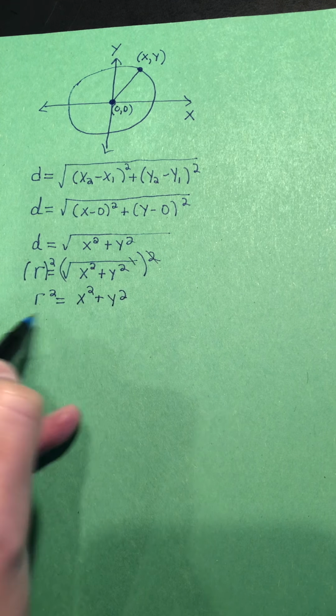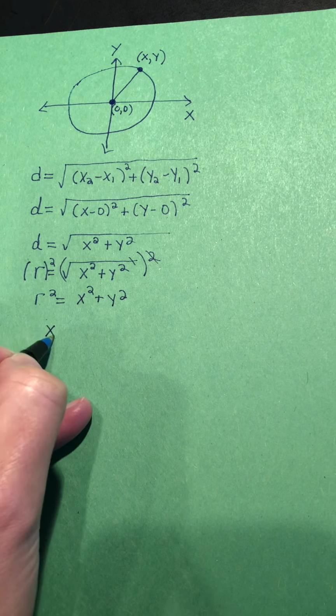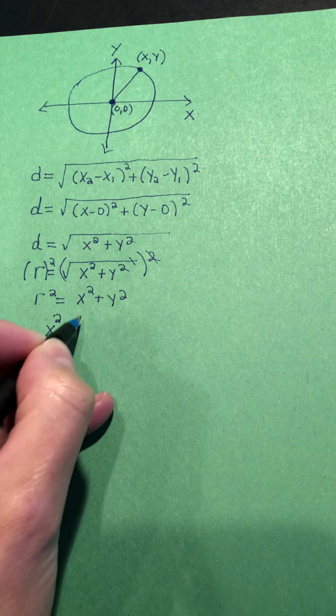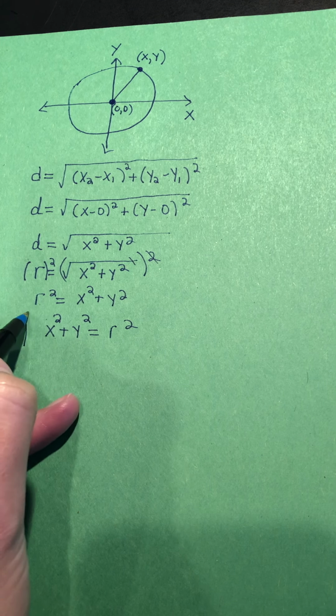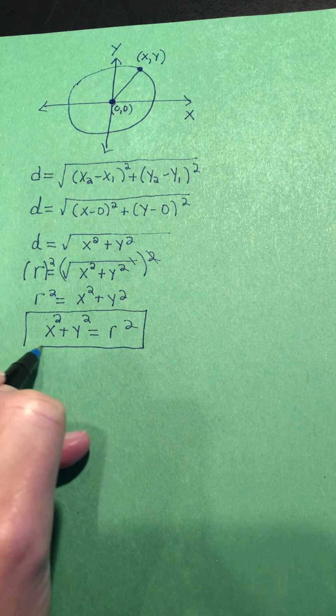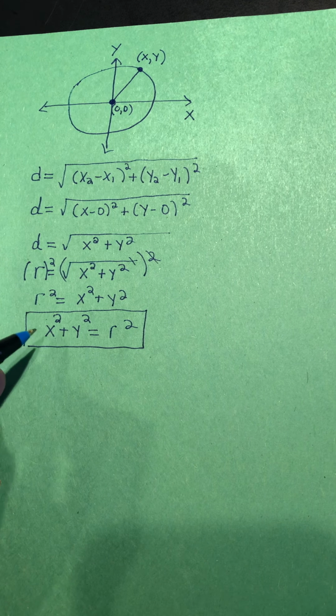And if you're like me, it bothers me to write it this way, so I need to say that x squared plus y squared equals r squared. And this is the general formula for the equation of the circle. It is derived from the distance formula, otherwise known as the Pythagorean theorem.